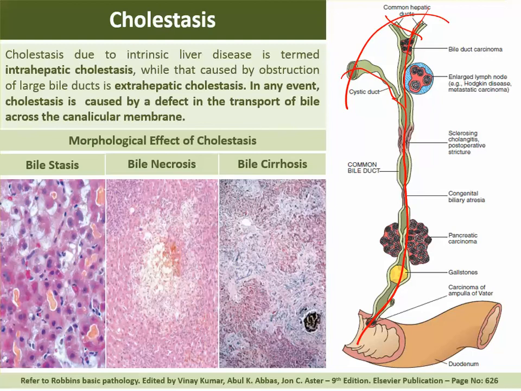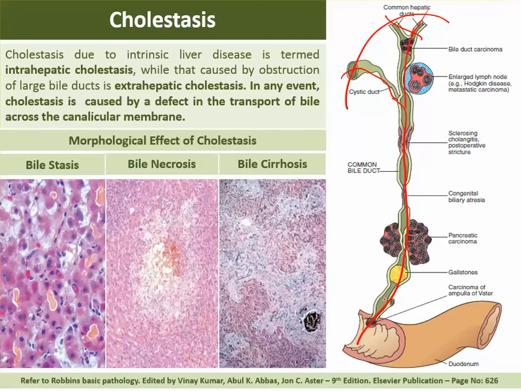So this is called the extrahepatic biliary duct, and any duct inside the liver is called the intrahepatic biliary duct. Usually the problem in the intrahepatic biliary duct is seen in children. The problem in the extrahepatic biliary duct is usually seen in adults. Usually the causes are tumors, fibrosis, or stone obstruction. These are the commonest causes of extrahepatic biliary obstruction.